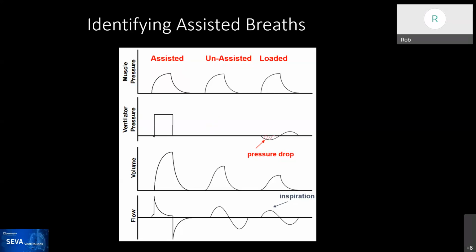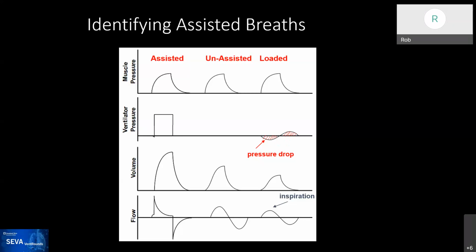And when they breathe out, there'll be a slight rise above baseline. So this represents the patient working on the ventilator on inspiration and during expiration. Now, we can't avoid that. And in fact, we don't really want to, because that little bit of work, the little bit of pressure drop there is what signals the ventilator to trigger inspiration if it's going to be an assisted breath. This is just an example of what we would call a loaded breath.